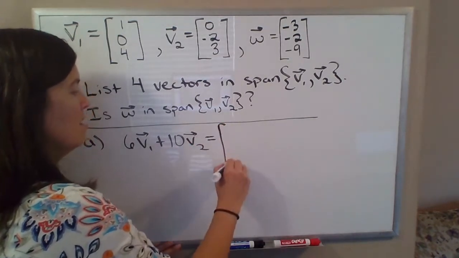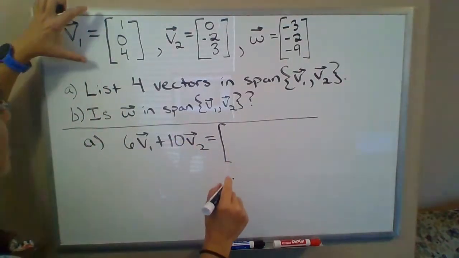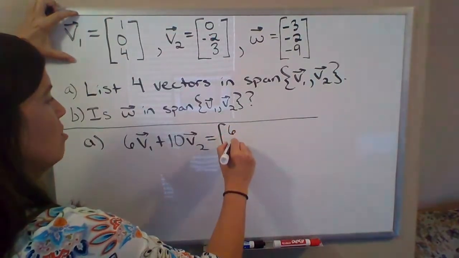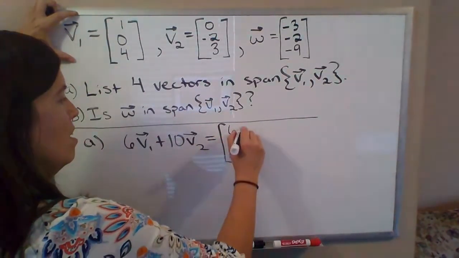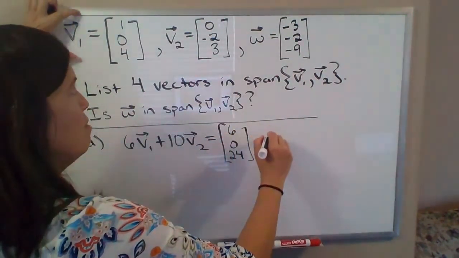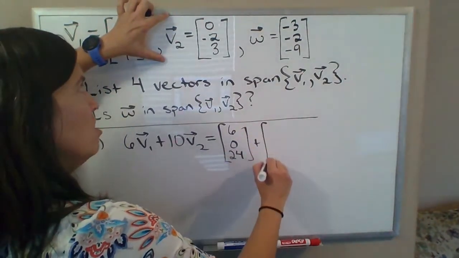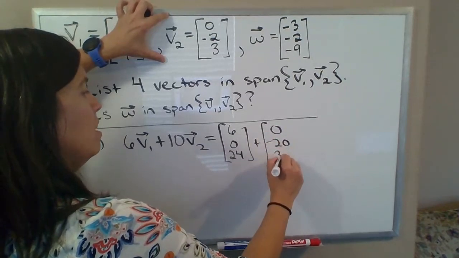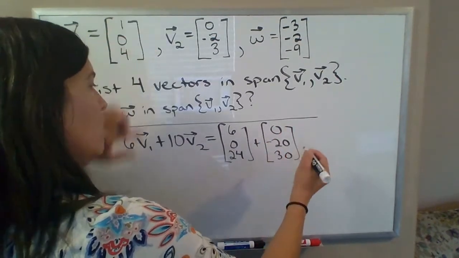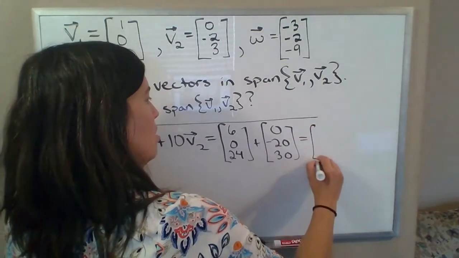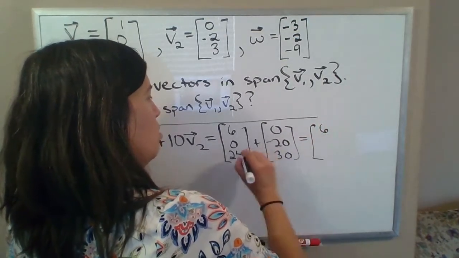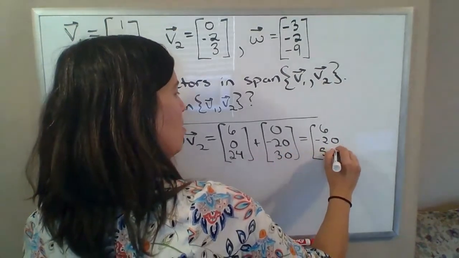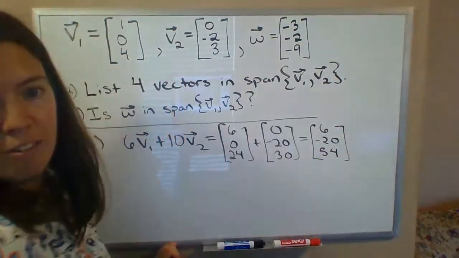So in this case, 6 times v1. If we multiply each entry of v1 times 6, that'll give me 6, 0, 24. Plus 10 times v2, so multiply each entry of v2 times 10. That'll give me 0, negative 20, 30. And then combine those. So 6 plus 0, 0 plus negative 20, 24 plus 30. So there's one vector that's in the span of v1 and v2.